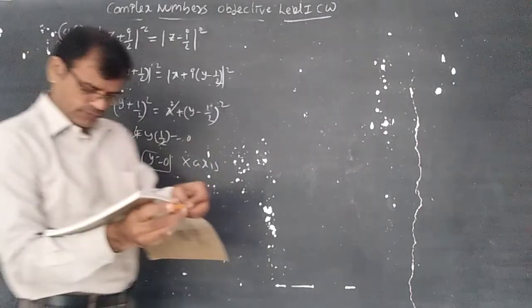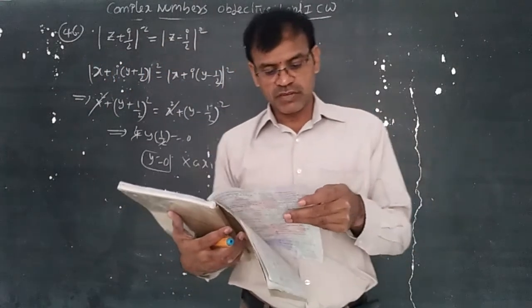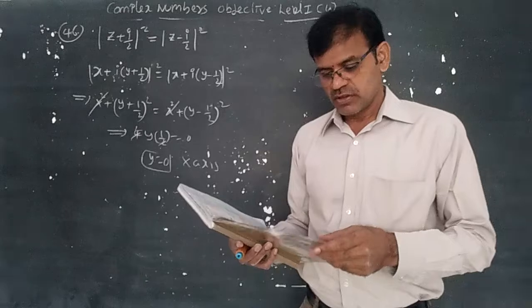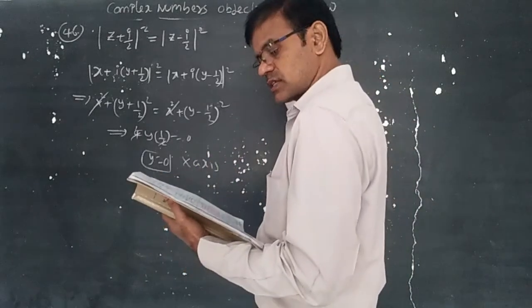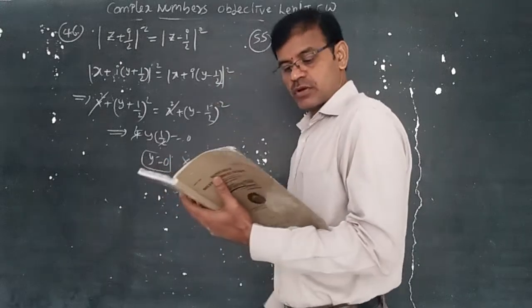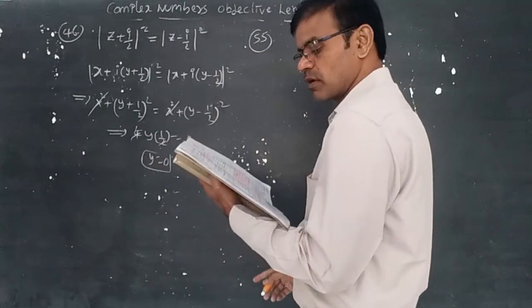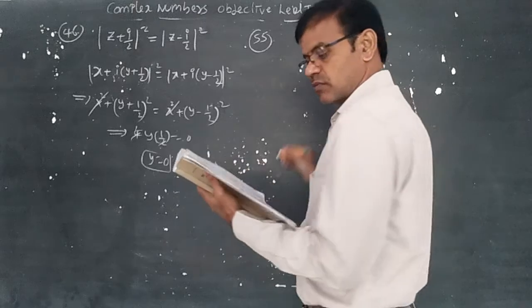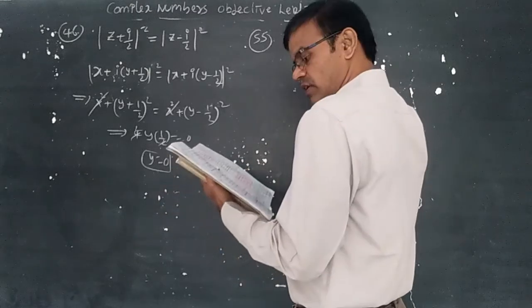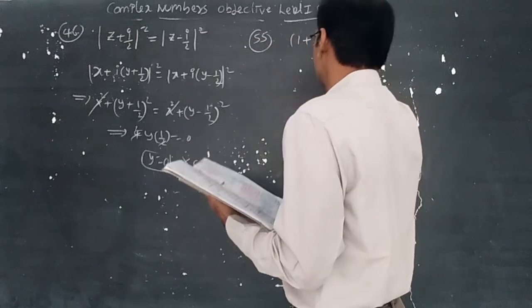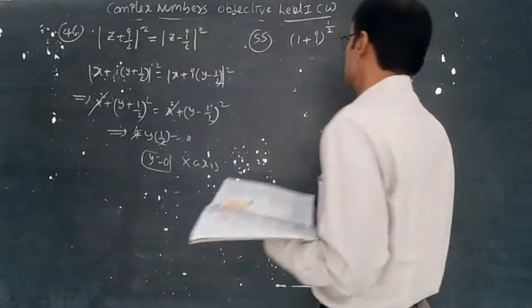Questions 47, 48, 49, 50, 51, 52, 53, 54 are also completed in the conceptual teaching. Now we should discuss the sum 55. One value of 1 plus i whole power 1 by 2 is 4th root 2 e power i pi by 8. Then what is the other value? 1 plus i whole power 1 by 2. One value is 4th root 2 e power i pi by 8.